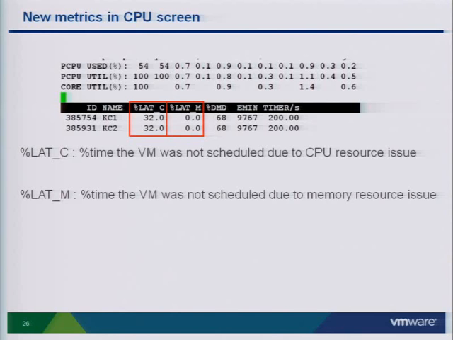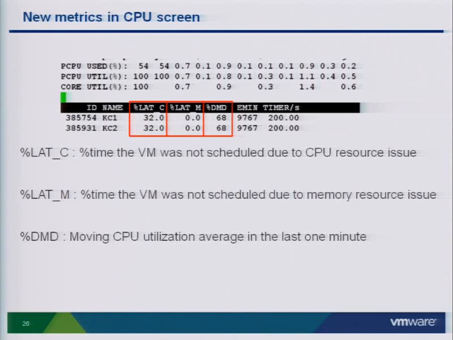We added a similar counter for memory-related issues. This is how much time this VM was not scheduled because of a memory contention issue. That is, if you're swapping at the host level, then the VM is basically not running while it is swapping. So that time will be accounted as lat-M.